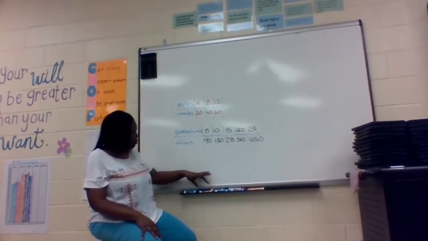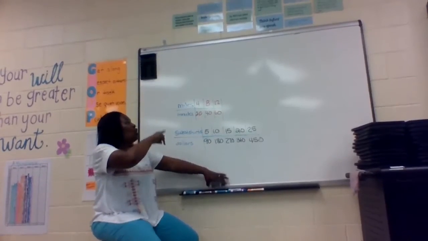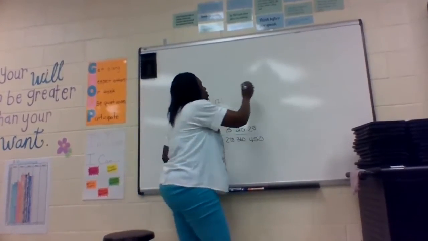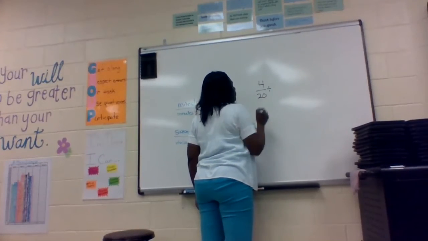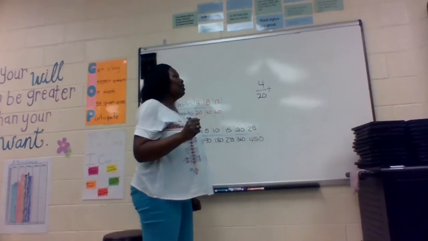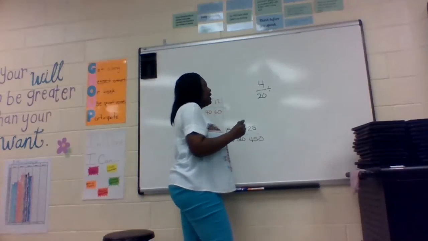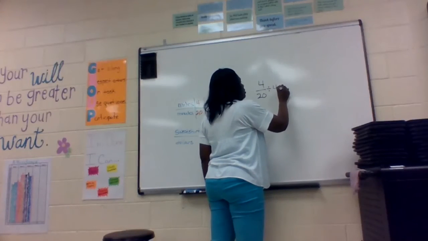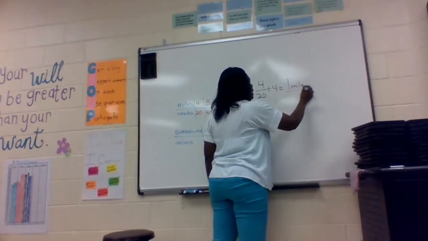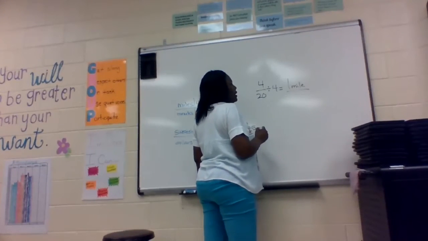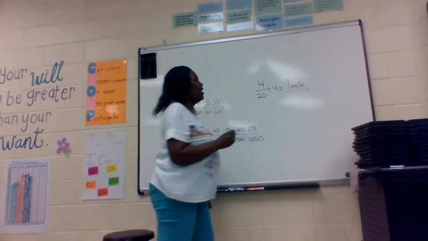I'm going to show you how to do a proportion from one of these. Like that one, 4 to 20. 4 to 20 is what? What can I divide this by? I can divide it by 4. All right, so this means 1 mile in how many minutes? 5 minutes.